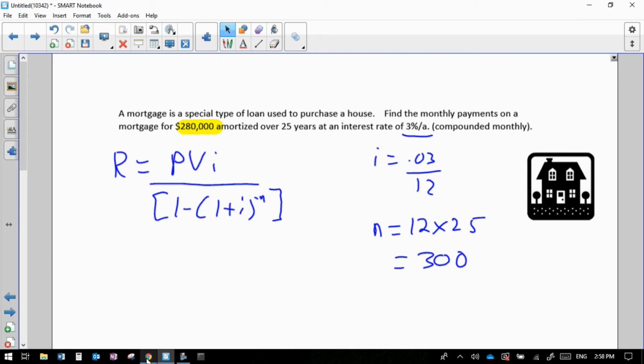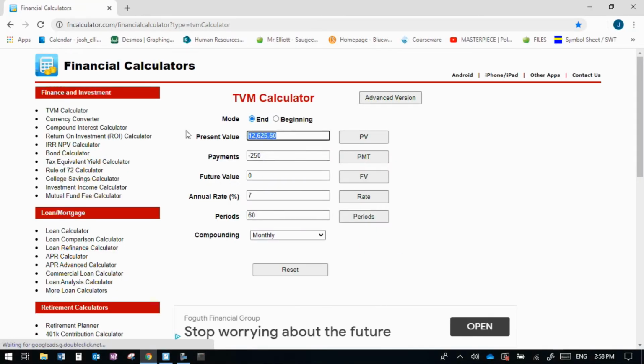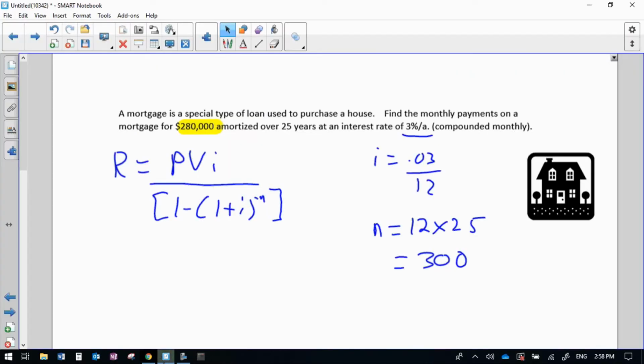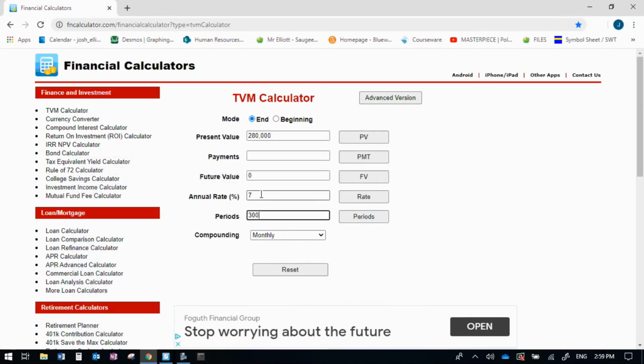So if I go back to our TVM solver, our present value was the $280,000 that we owe. The payments, we're going to find that amount. The periods is the 300 payments, compounded monthly. What was our interest rate? 3%. And then we solve for our payments, and we get $1,327.79.